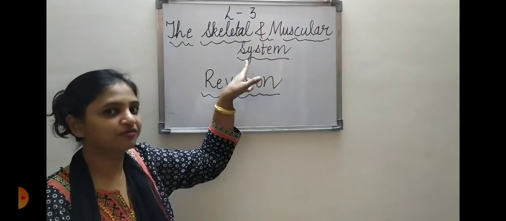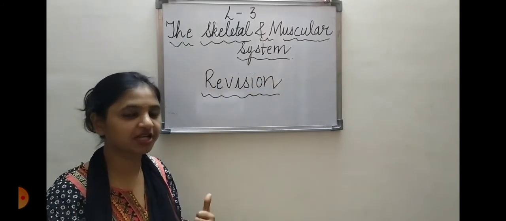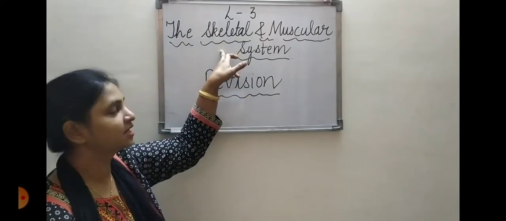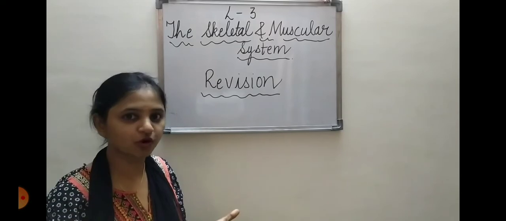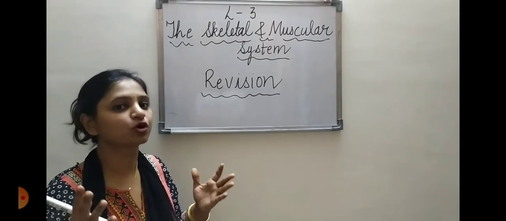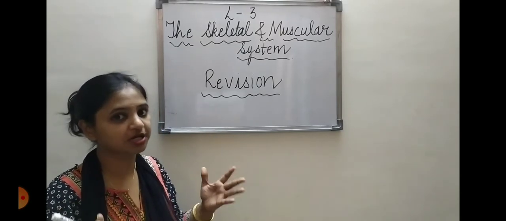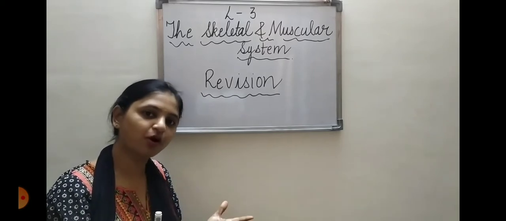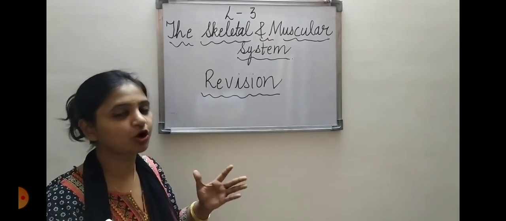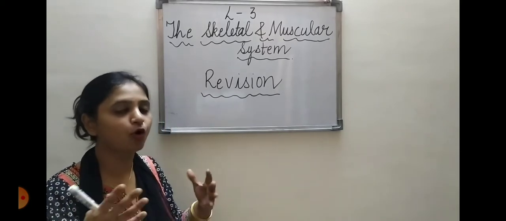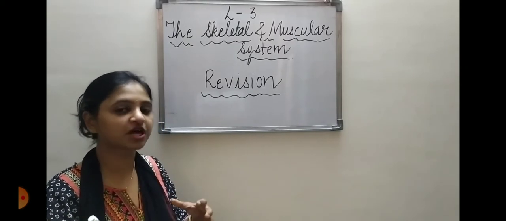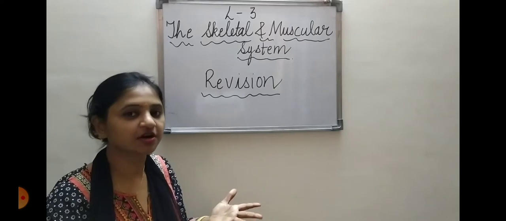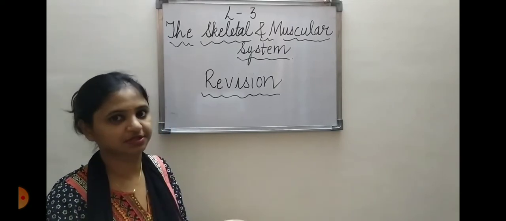I hope you have understood that our body is made up of the skeletal system. It consists of lots of bones, and the bones protect our internal organs. They give shape to our body, and muscles are also attached to the bones with the help of tendons, and bones are attached to each other with the help of ligaments.